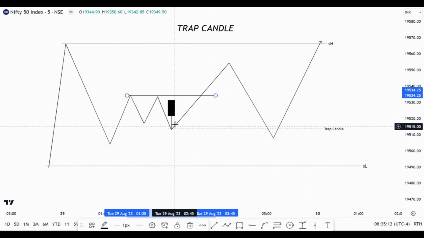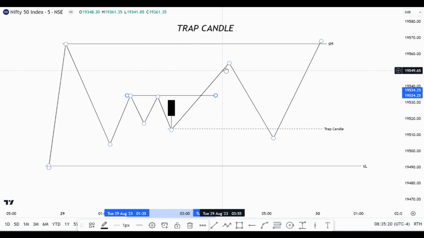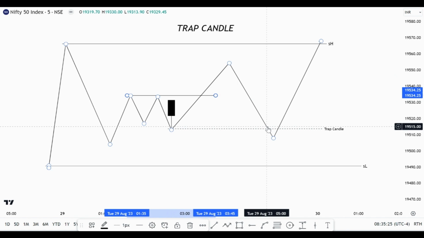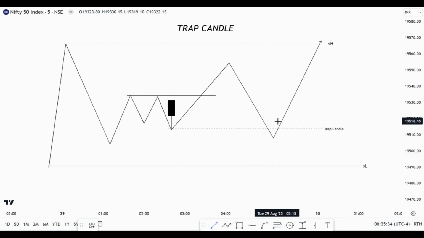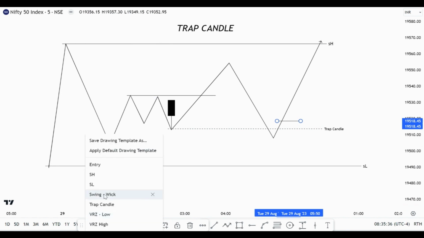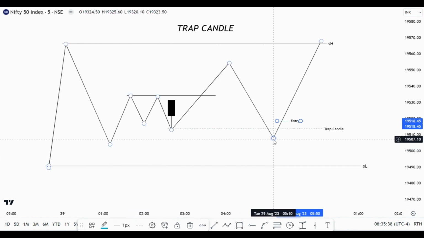Don't try to enter at this point. That is altogether a different setup. Let me explain it in a different video. But after marking this low, you should wait for the price to revisit this low and see how the price is reacting. This is where our entry comes. Once the price reaches this low and gets reversed, we can take an entry at this level, and we can keep the stop loss below this low. This is how the trap candle entry model works.